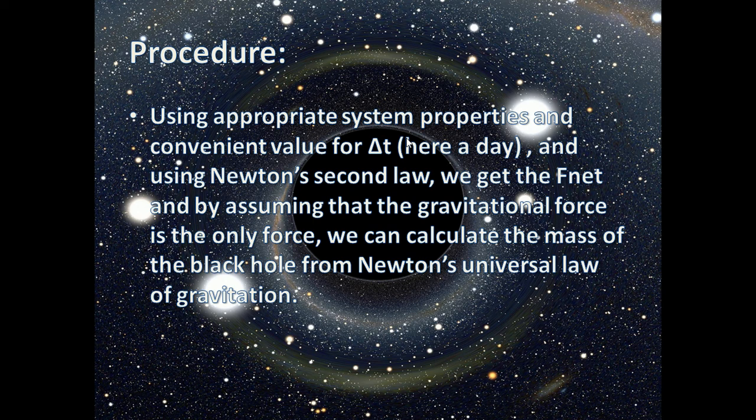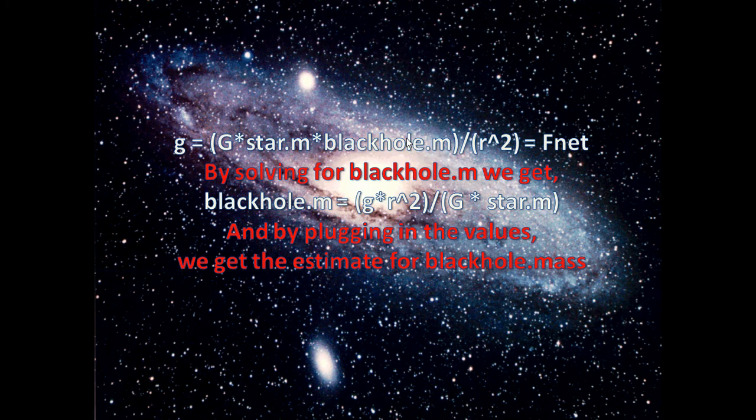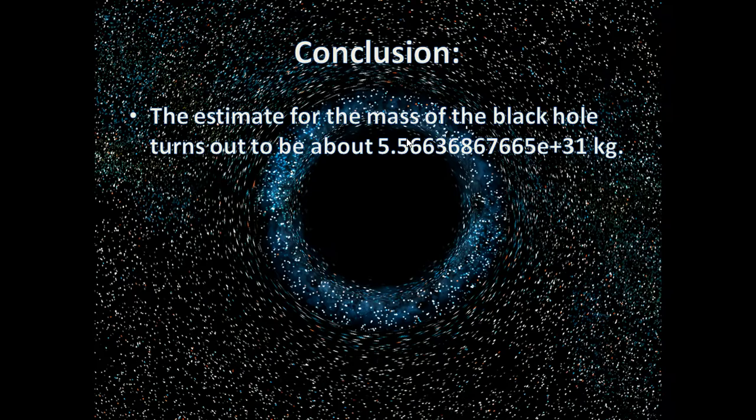The code is modified to calculate and print the total force or F-net of the system. By rearranging the terms in Newton's universal law of gravitation, we can solve for the black hole's mass. Finally, we arrive at an estimate which turns out to be about 5.5663687 e positive 31 kilograms.